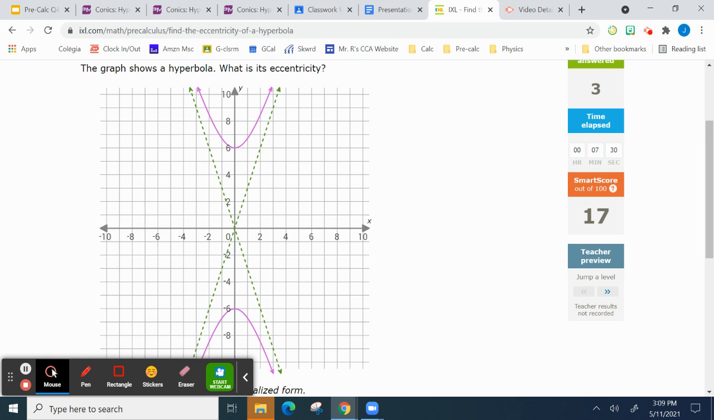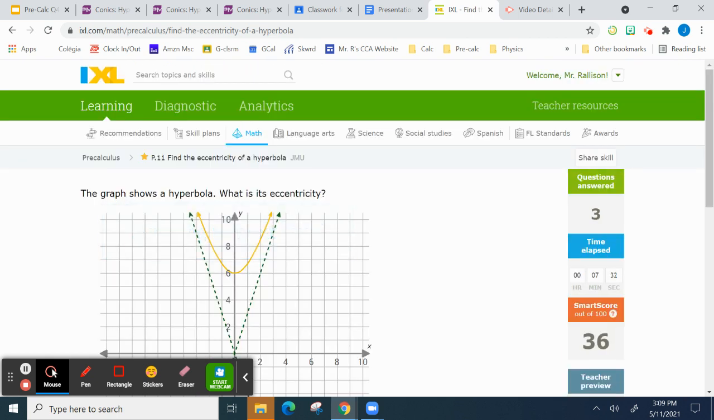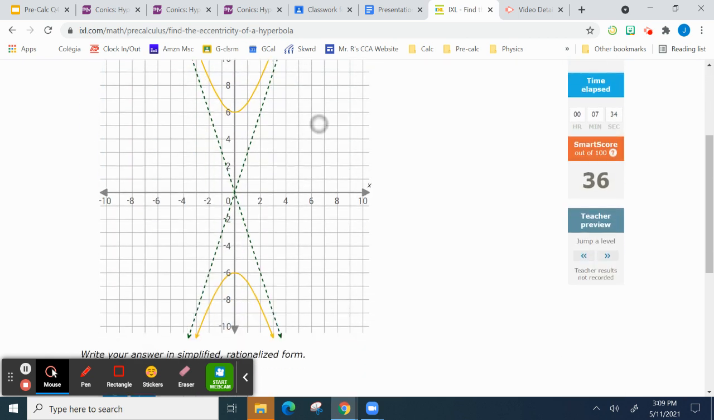All right, let's jump level. Okay, what is its eccentricity? Well, it's the same thing, right? I mean, there's nothing mysterious about it. There's the A, there's the B. You got to find the C. That's the A. The A is always the one between, and the B is the one that goes off to the side. There is no difference between which is longer.